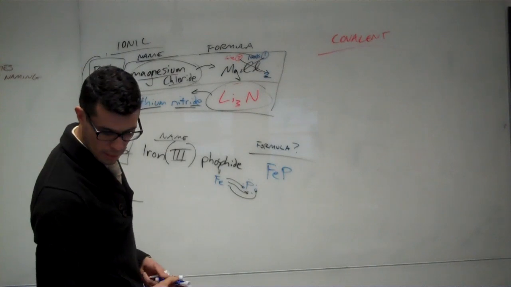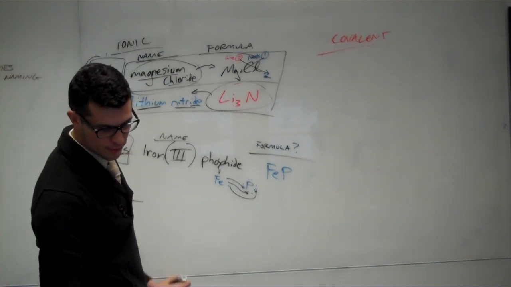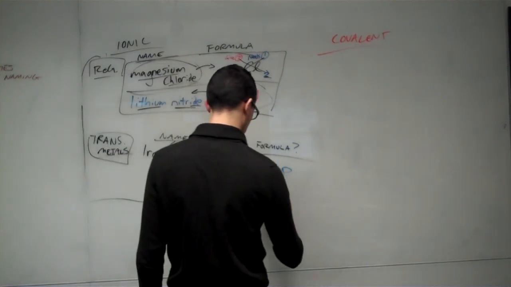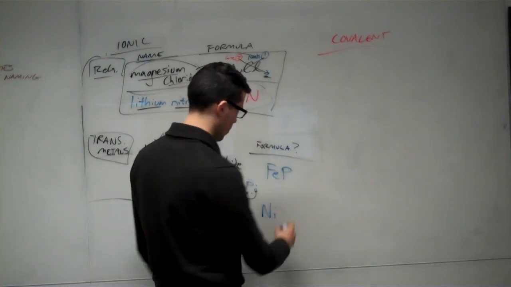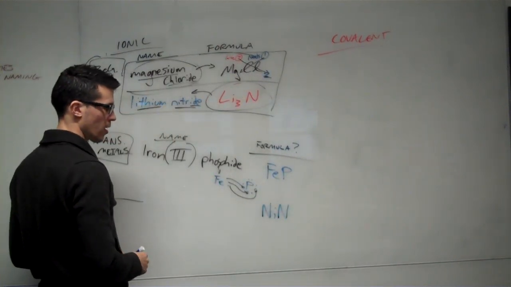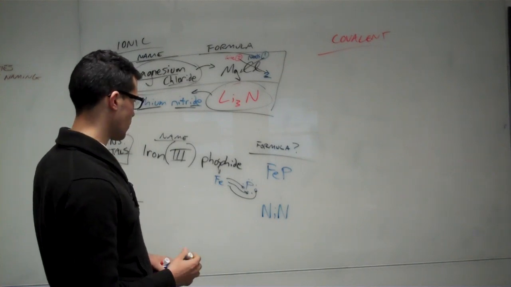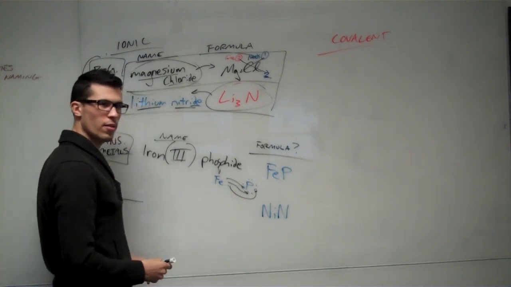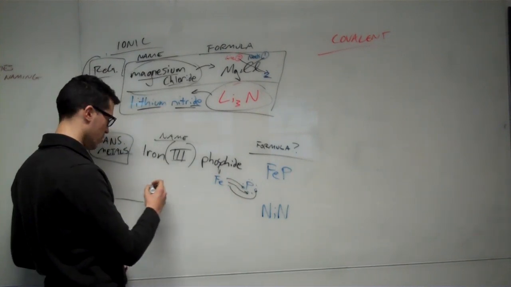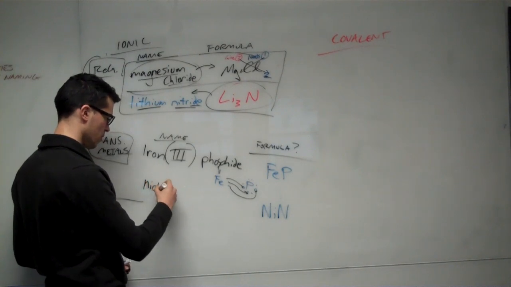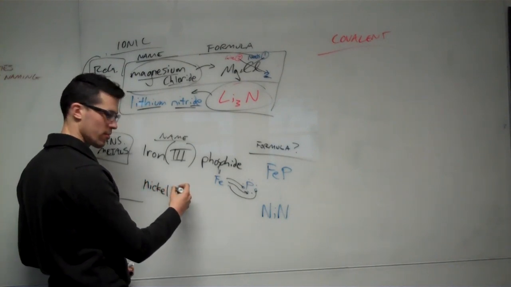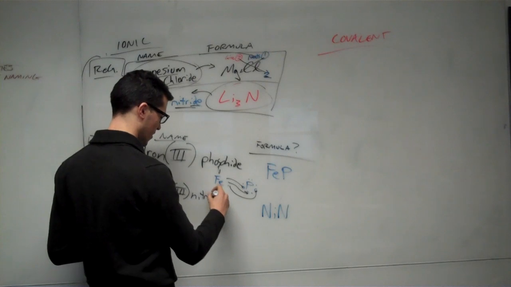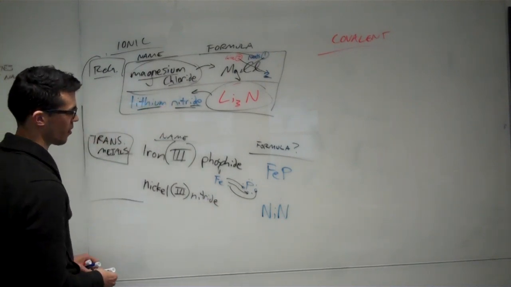What about if I have something different? I've got to think on my feet here. What if I have nickel 3 nitride? Nickel 3 nitrogen, nope. Nitrogen has what? Nickel 3 nitride. Are you sure? Yeah. Okay, good. You're right. Nickel 3 nitride. It's just the way you said it, I didn't know if you were sure about that.